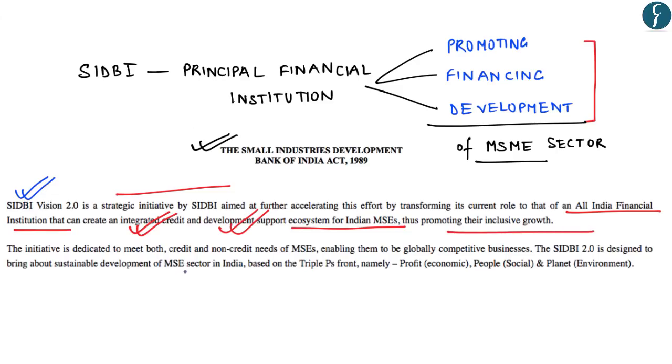It says that this initiative, that is SIDBI Vision 2, is dedicated to meet both credit as well as non-credit needs of MSEs, thereby enabling them to become globally competitive, where the SIDBI Vision 2 is designed to bring about sustainable development of this sector based on 3 P's, that is profit, people as well as planet. So in this aspect, this information on SIDBI as well as Vision 2 of SIDBI becomes important for the sustainable and inclusive growth of the MSME sector.